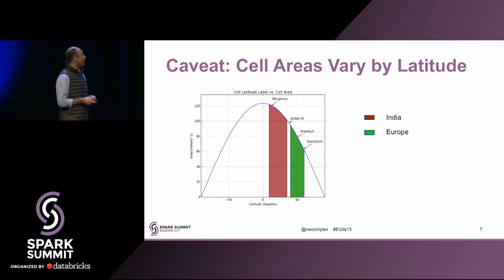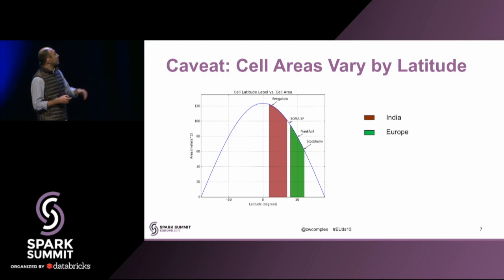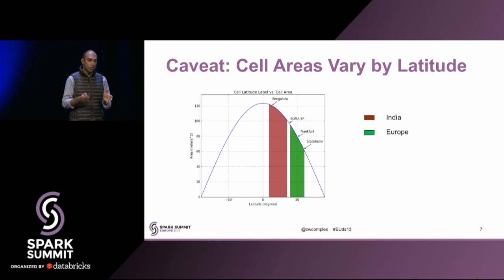So I show proof that places like, for instance, Bangalore in India have cell areas that are almost twice what they are here in northern Europe. So it's important that we take area into account to remove bias from the different cell areas. It's very simple. We just compute the area at the latitude and get a density, so count divided by area.